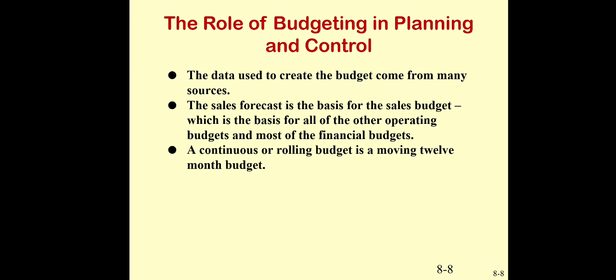So always remember, the process of preparing a master budget is started with sales budget, and the sales budget is based on the number of expected sales that the business will make in the future, in the next several months, or in the next year, or in the next quarter. And then number 3, a continuous or rolling budget is a moving 12 months budget. I have explained this in the previous lecture, I think.